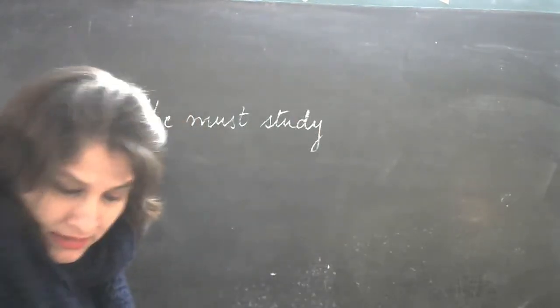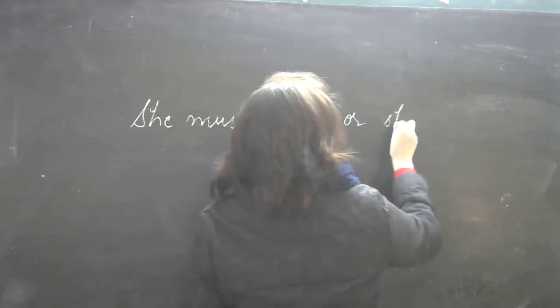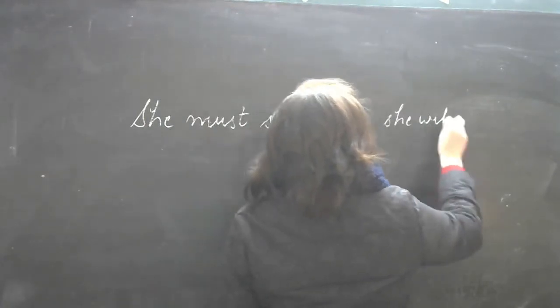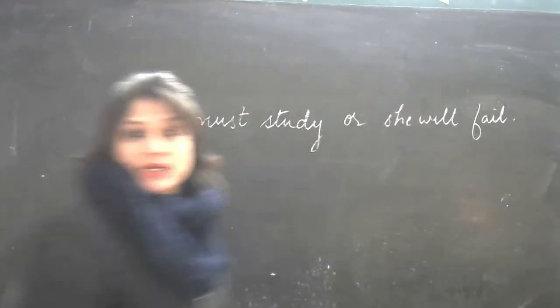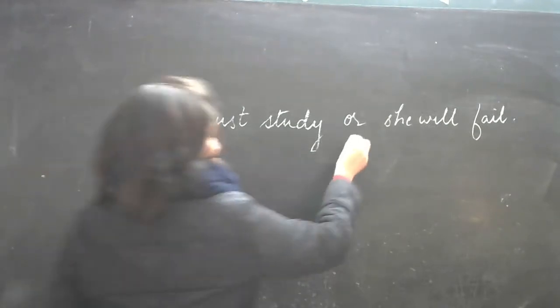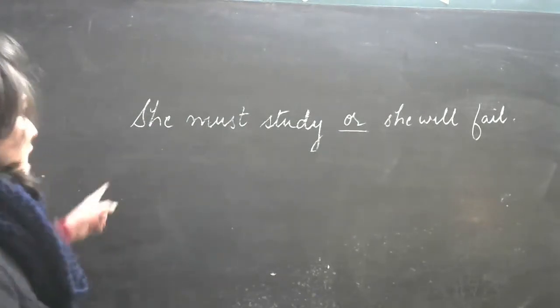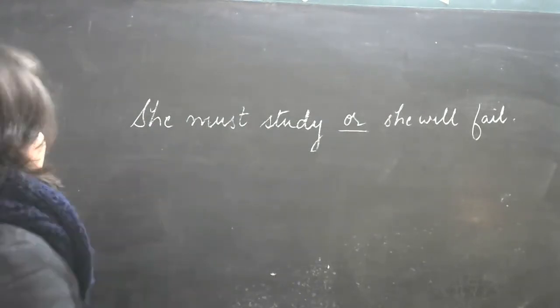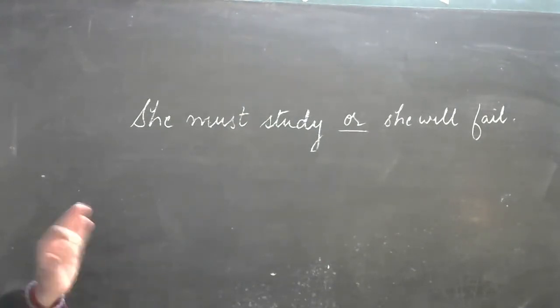She must study or she will fail. I hope that is there, right? You can see it. So you can see here they have used a conjunction and it shows that this sentence is a compound sentence. How are we going to change it? Let's see. She must study hard to escape or to avoid failure.